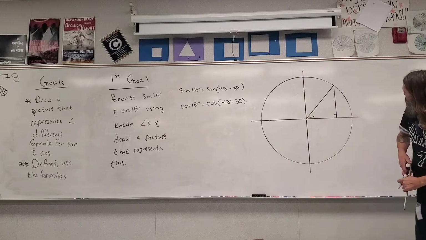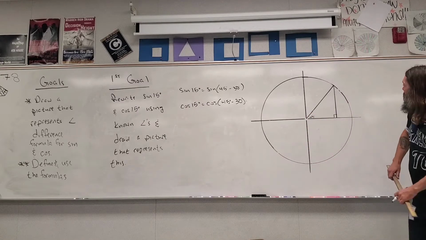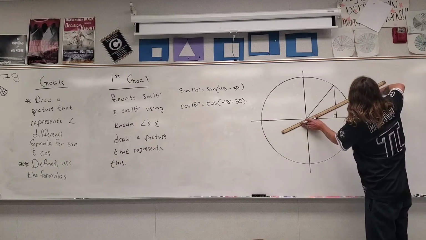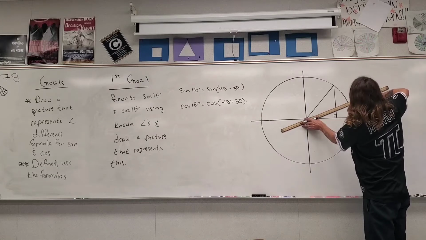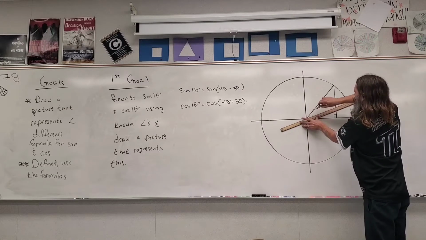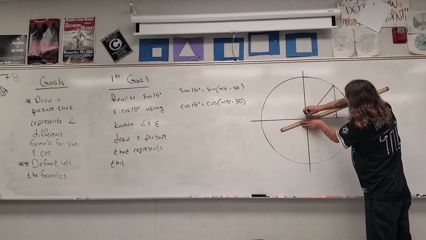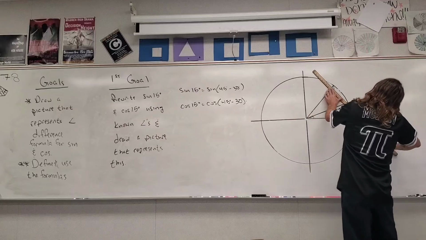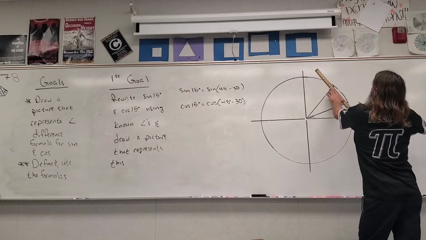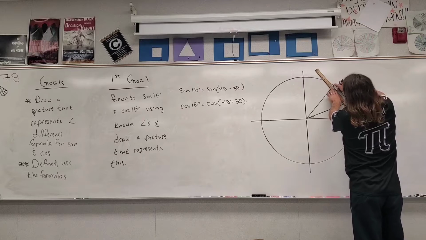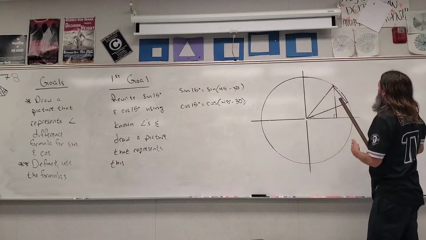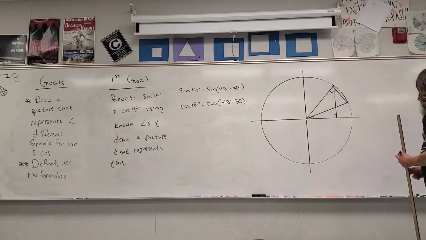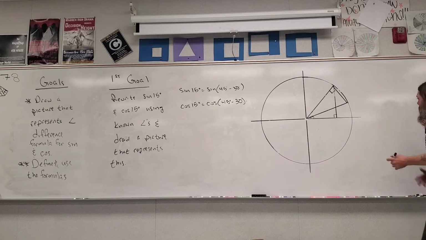And what I'm going to do is draw my 30, 60, 90 triangle so that my 30 degree angle is coming off this hypotenuse. So I believe it looks something like this, and it makes a right angle off of that.